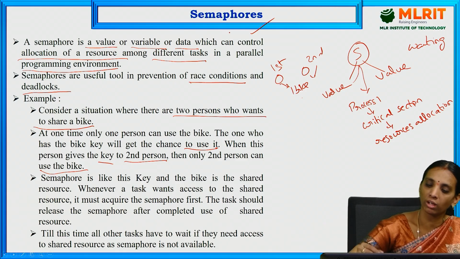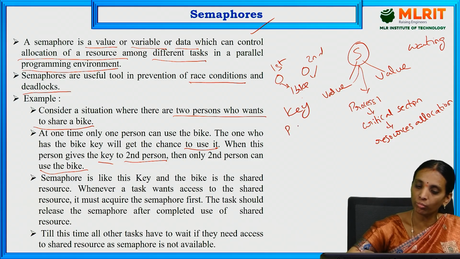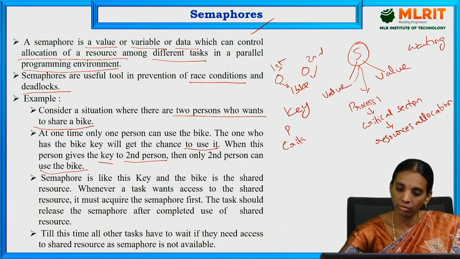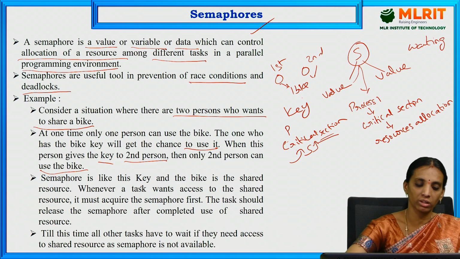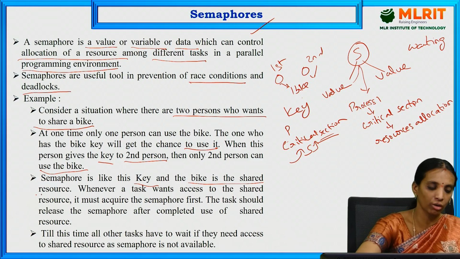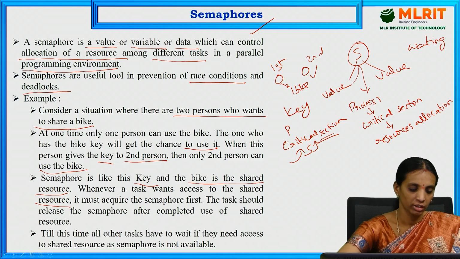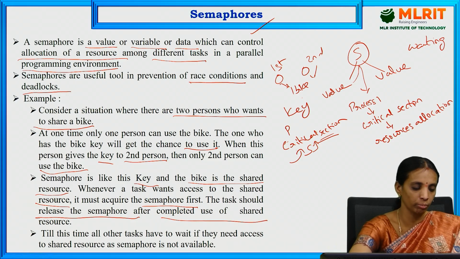So here the semaphore is also like a key. Whenever any process wants to go to execution, that is, whenever a process enters into the critical section, the resources will be allocated to it by this semaphore. So the semaphore allocates resources to the process which is going to the critical section. The semaphore is like the key and the bike is the shared resource. Whenever a task wants access to the shared resource, it must acquire the semaphore first, and the task should release the semaphore after completing use of the shared resource.